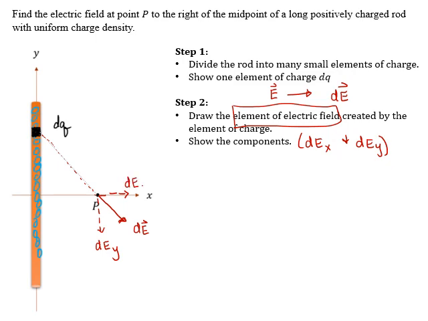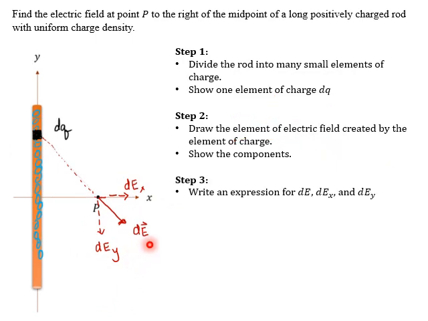Here is a good place to point out that when we choose our value of dq, we should never put it right at the top, we should never put it right at the bottom, and we should never put it in the middle. When we pick any of those three places, sometimes we lose some of the symmetry of the problem. So in general, when you draw your dq, pick it close to one end, but not exactly at the end, and definitely not in the middle. Okay, now we've got step two done. We've drawn the element of electric field and we've shown the components.